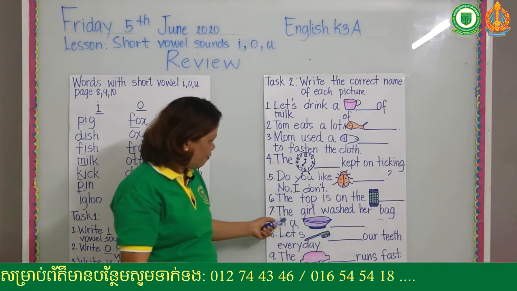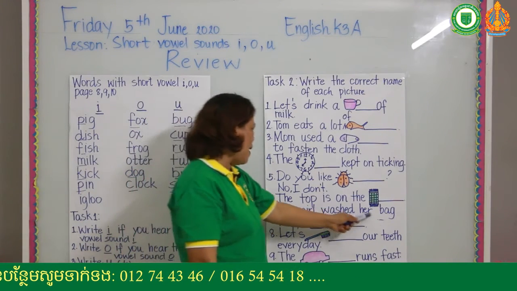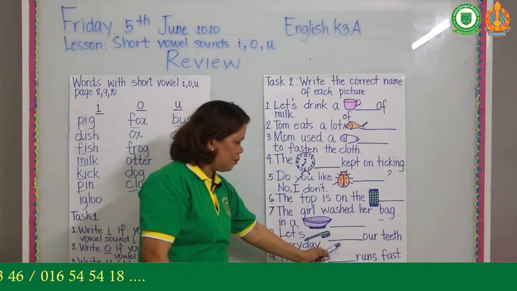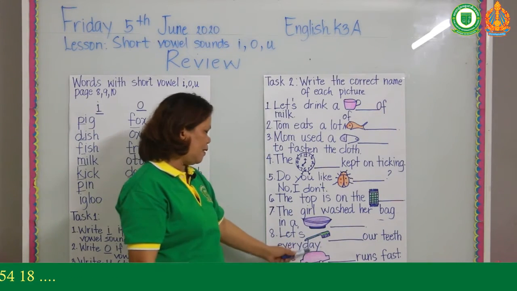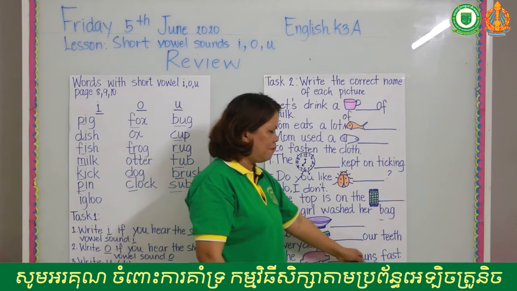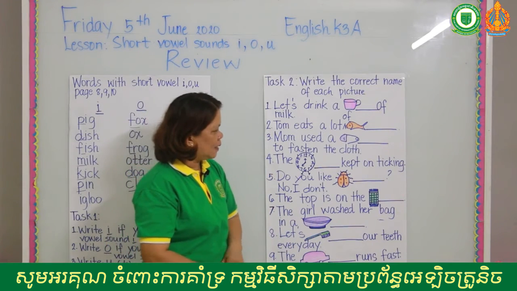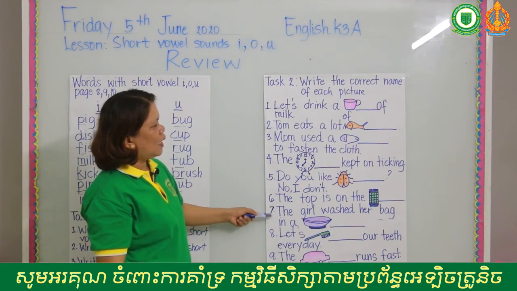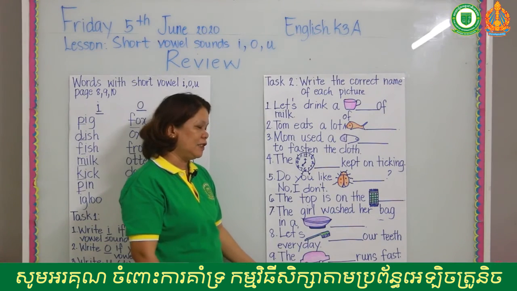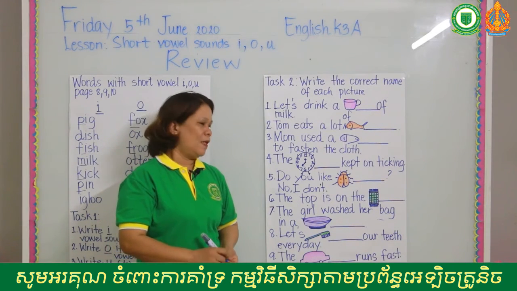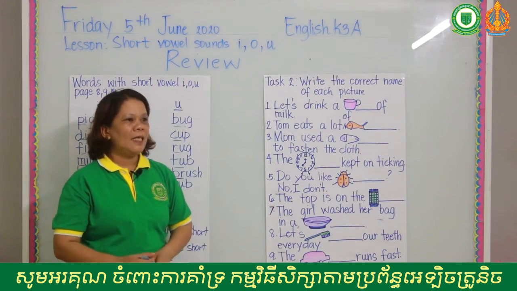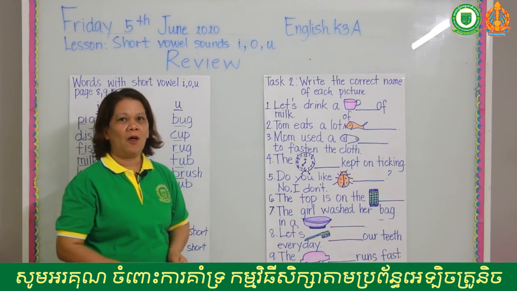Number 7, the girl washed her bag in a blank. Number 8, let's blank our teeth every day. What's the name of this? And number 9, the blank runs fast. Okay, so take time answering this activity. I give you time to finish this activity, and please drop your answers so that I will check later. I will be back after a few minutes for your homework.